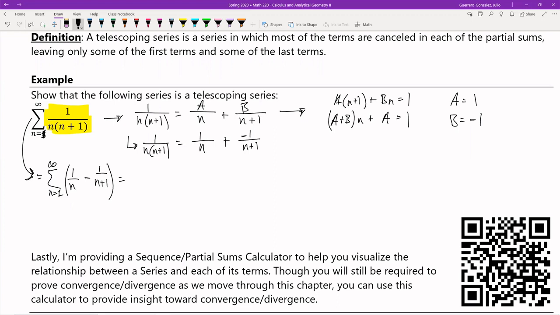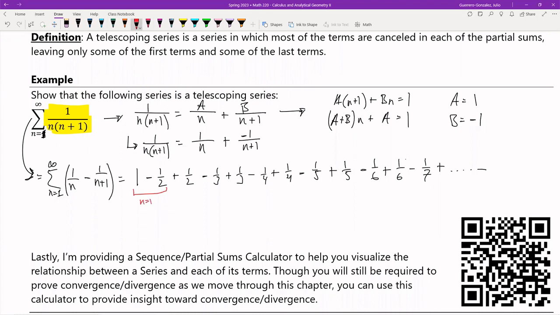So at 1, this is going to be 1 over 1, which is 1, minus 1 half. And then it's going to be plus 1 half minus 1 third, plus 1 third minus 1 fourth, plus 1 fourth minus 1 fifth, plus 1 fifth minus 1 sixth, plus 1 sixth minus 1 seventh, plus dot, dot, dot. And it keeps going, right? So I'm going to do this.